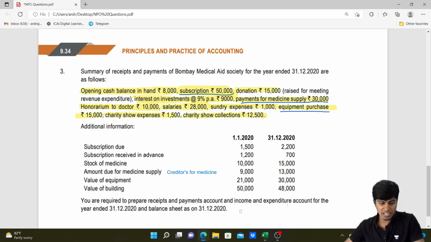Then we have additional information. This information is available with regard to subscription due. Subscription due is income accrued but not received. Income that we have earned but not received. How much is that?